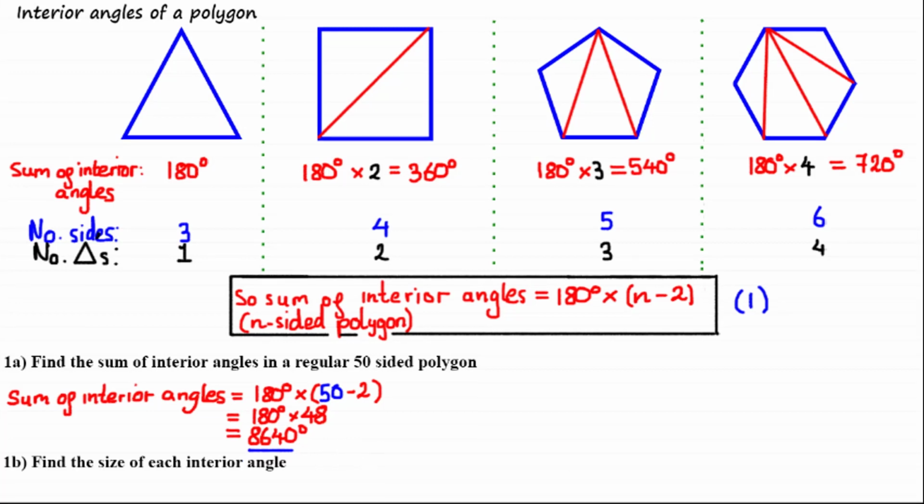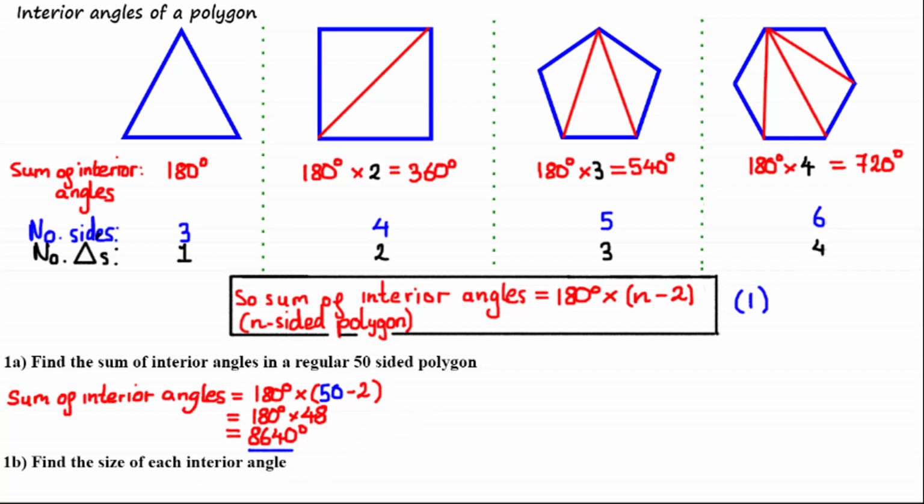Okay, so part B of this question asks us to find the size of each interior angle. So the first important thing to note is that in this question, we've been given a 50-sided polygon, which is regular. So as the polygon is regular, it means that each interior angle inside the polygon is equal. The next important thing to note is that the number of sides in any polygon will always be equal to the number of interior angles inside that polygon. Okay, so if you know the number of sides of the polygon, you know the number of angles, and therefore the number of angles inside this polygon is equal to 50.